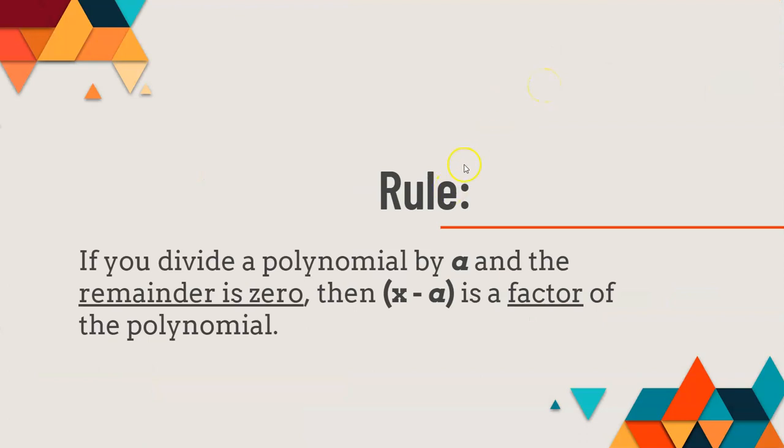So we have a rule that we want to look at that says if we divide a polynomial by a certain number, I'm calling a here, and the remainder is 0, then we know that x minus a is a factor of the polynomial. And again, notice the sign difference. Here I'm talking about a positive a. In a factor, it would be a minus a, and the factor has the x with it.